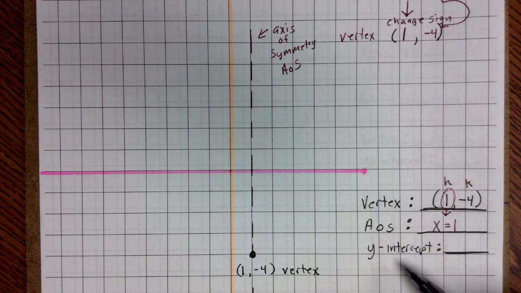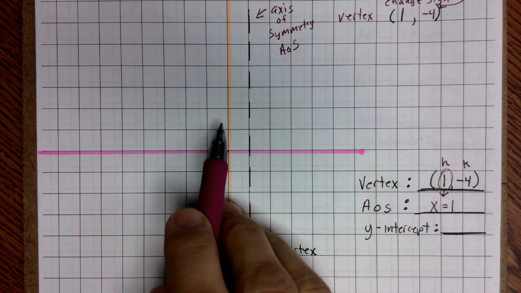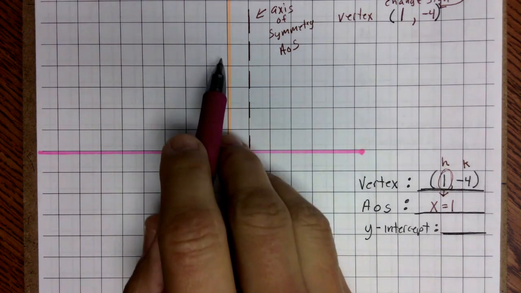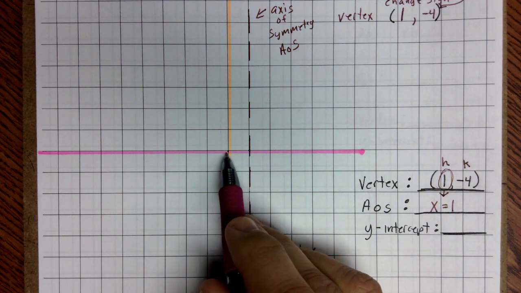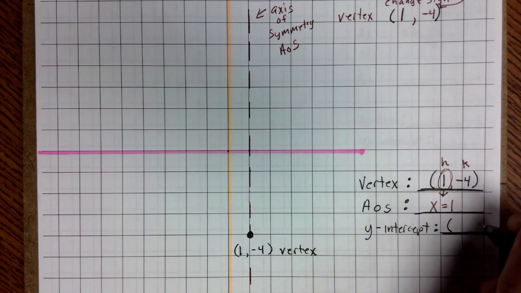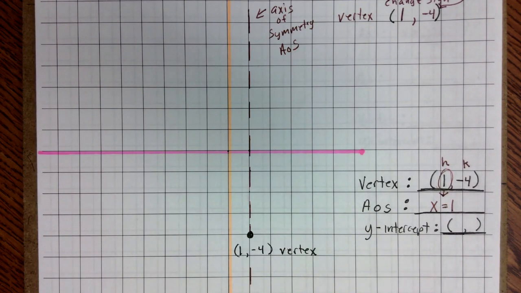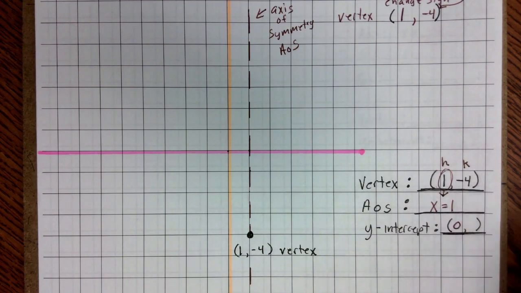So what we want to do is find the y-intercept. In order to find the y-intercept, that is going to take a little bit of work. But what I want you to remember is that anytime we have a y-intercept, it's where it crosses this y-axis, this orange line. And anytime something crosses on this orange line, it is lined up with 0 for the x-axis. So when it comes to my y-intercept, I'm going to go ahead and start writing my ordered pair. For x, I'm going to put a 0 value.